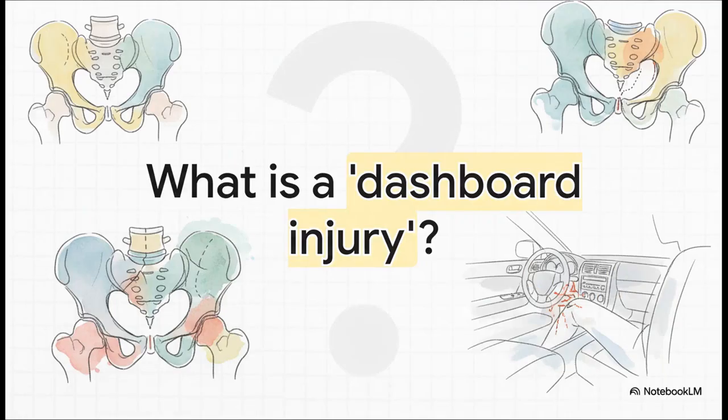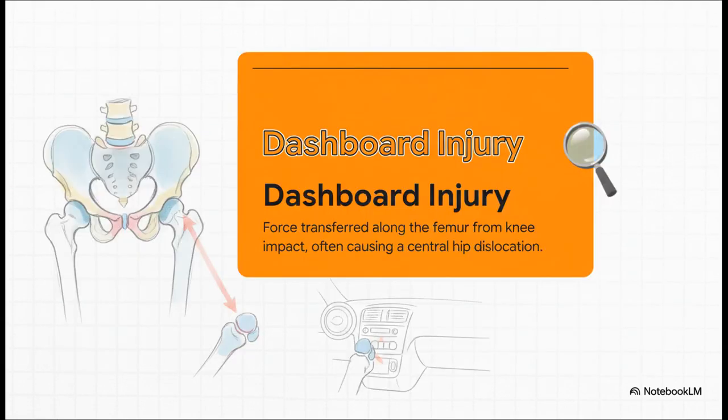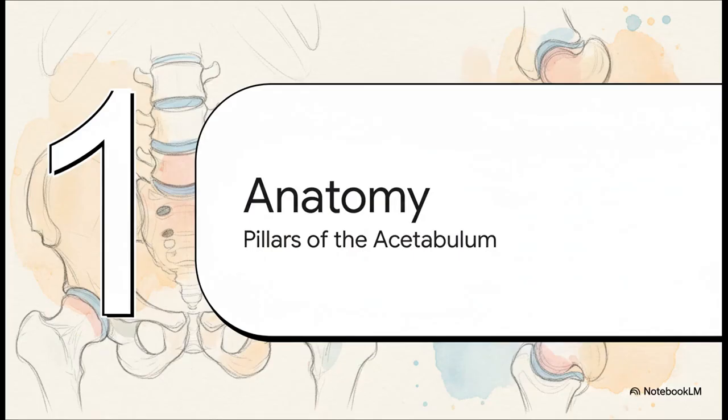So let's get right into it with a classic mechanism, one you absolutely have to know. What exactly are we talking about when we say a dashboard injury? Yeah, this is your classic high-energy trauma, right? The kind you see in a bad car crash. Imagine the knee smacking the dashboard. That force has to go somewhere. It shoots right up the femur like a shockwave, and bam! It just slams the femoral head straight back, blowing out the posterior wall of the acetabulum. You can even get what we call a central dislocation, where the head is literally shoved right through the socket and into the pelvis.